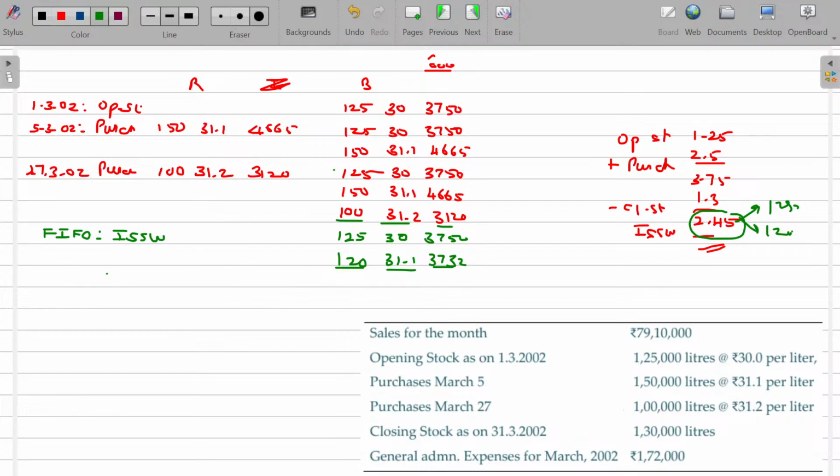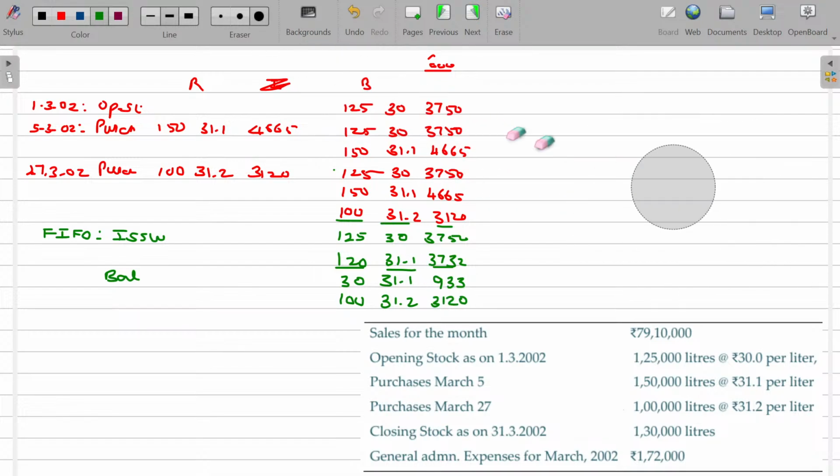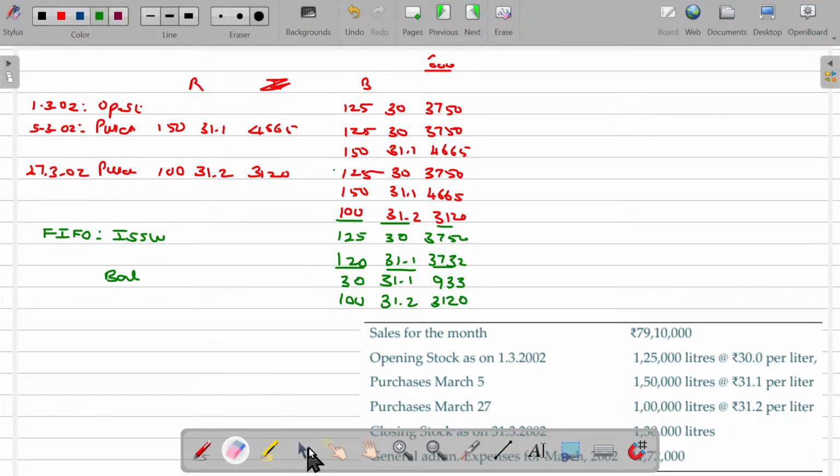Now what is the balance you have? 130 units at rupees 31.1, another 100 units at rupees 31.2. This value being 933 thousands. This value being 3,120. So issues being 245. This will be the issue.